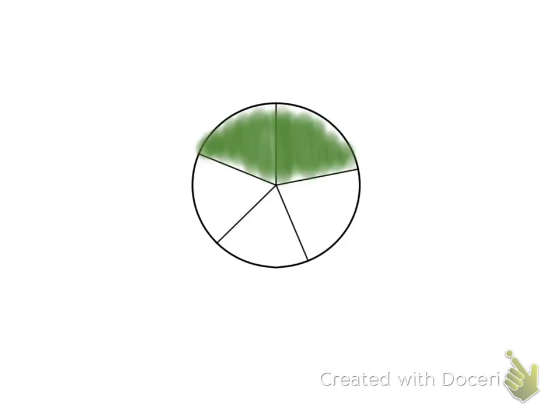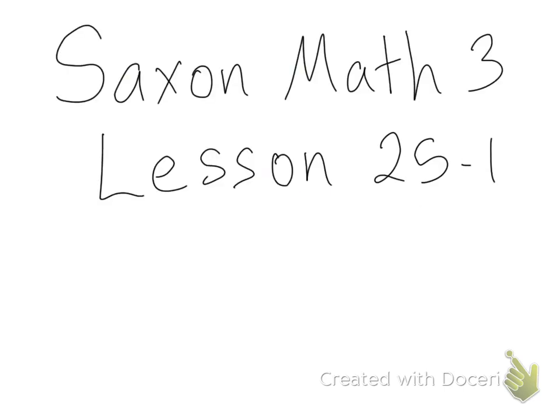Hey, what about this? Let's pretend this is a pie. And I have 2 parts shaded. Okay, so there are 1, 2, 3, 4, 5 pieces, and 2 of them are shaded. So the fraction would be 2/5. Okay, and that's it for this lesson.